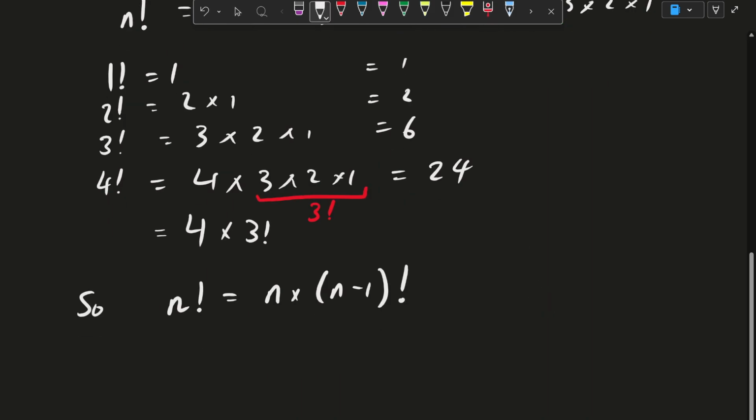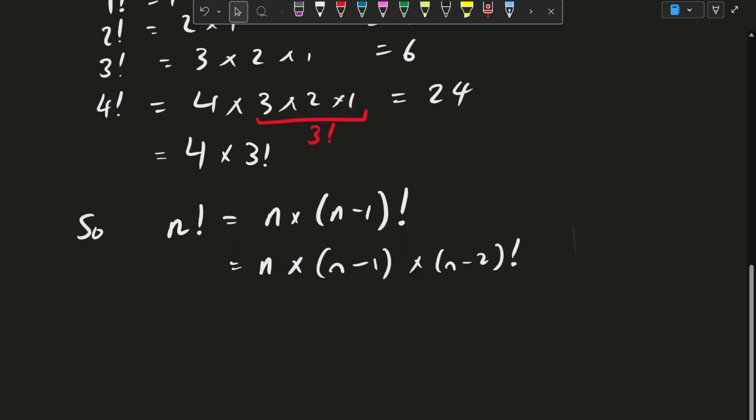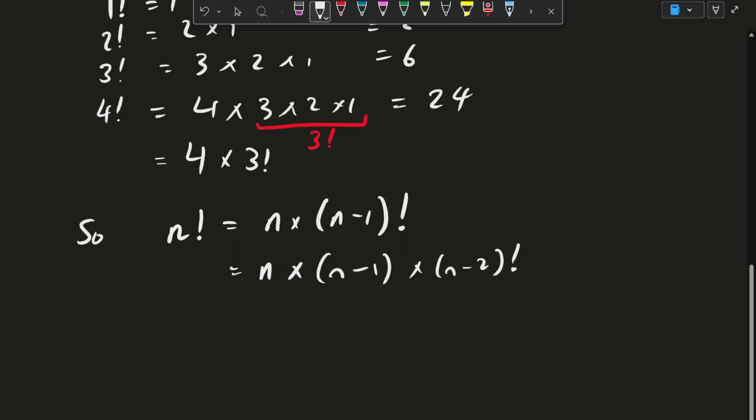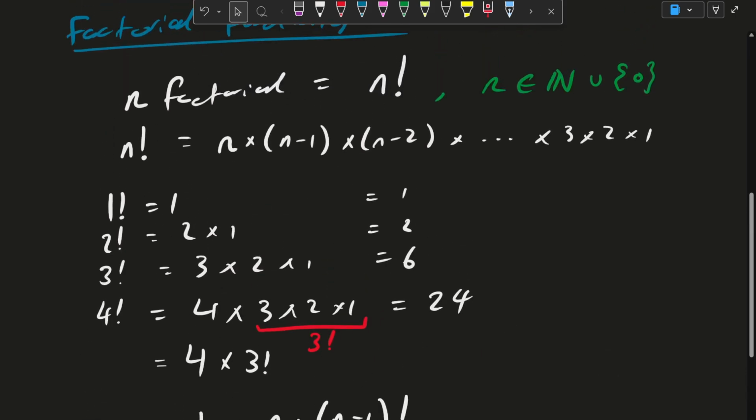Similarly, we can write n minus 1 factorial as n minus 1 times n minus 2 factorial. And we can work with this the whole way down. So we can split this into several different factorials. This is particularly useful for some questions which require us to simplify expressions which involve factorials. Not necessarily common, but something that has come up in the past.